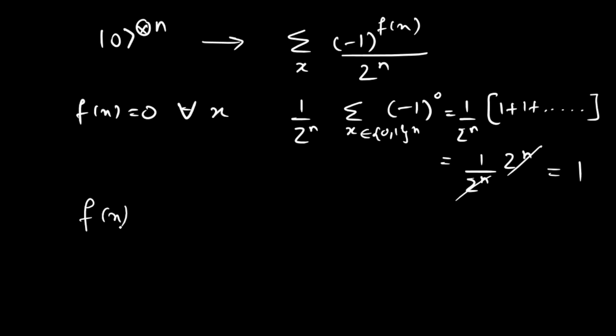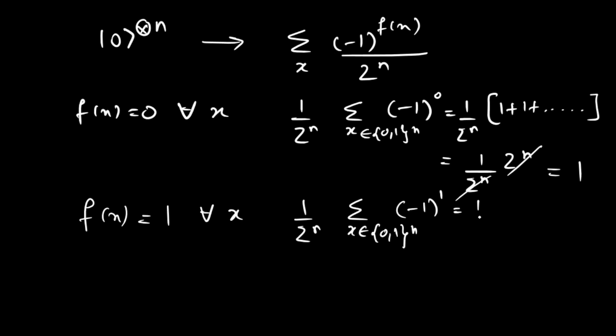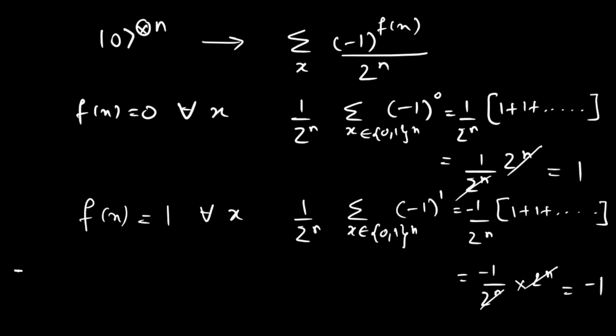Similarly, if f of x is constant and has the value 1 for all values of x, 1 by 2 raised to n summation x minus 1 raised to 1 would be 1 by 2 raised to n with a negative sign, summing all the values of 1, which would give us minus 1 divided by 2 raised to n into 2 raised to n, which would be minus 1. This implies that for all constant values of f of x, which can be either 0 or 1, the amplitude of the 0 tensor product n state will be plus or minus 1.